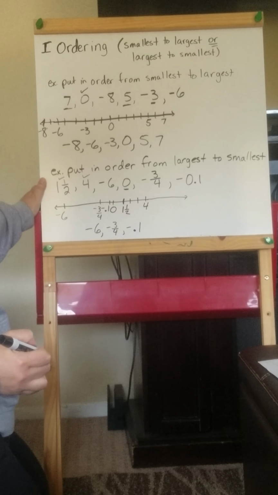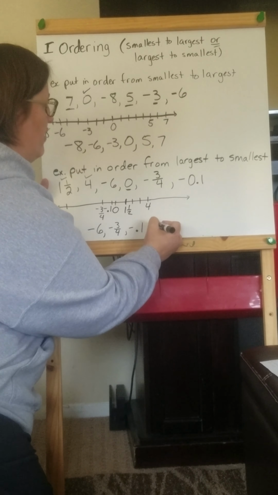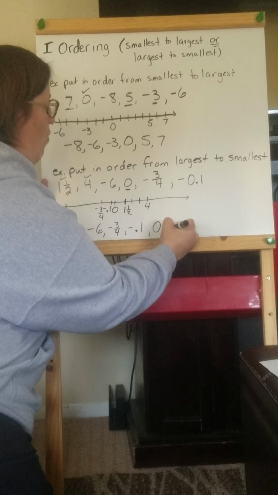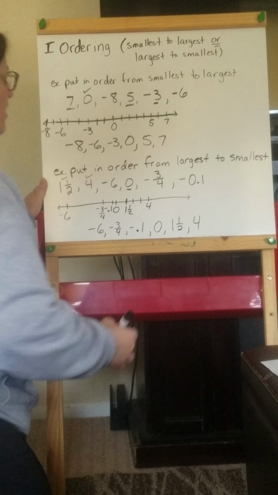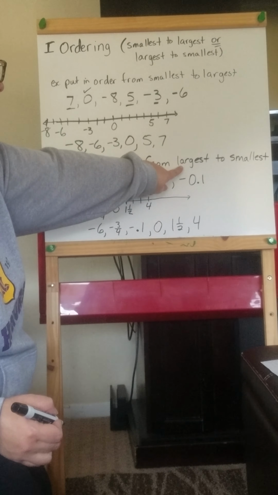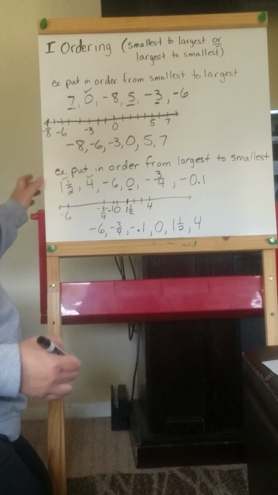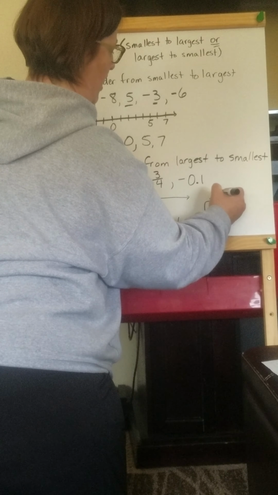Okay, 1/10 would be like 10 cents. Then we have 0, 1.5, which is a positive number, and then 4. So this is your answer from, oh, wait a minute, I did it wrong. I wanted largest to smallest. Okay, so largest to smallest, let's fix that.